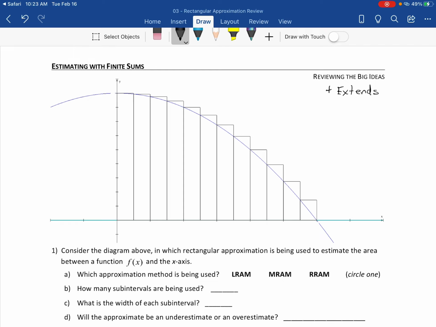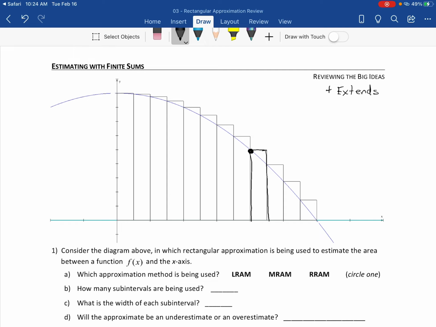A picture. This lesson starts off with a picture of some kind of upside down looking parabola type thing and asks a few questions. Consider the diagram above in which rectangular approximation is being used to estimate the area. So to see what's being used, just look at each rectangle and see which side of the rectangle actually hooks up with the curve. And you'll notice each of these rectangles, I'll just choose this one here, where it hooks up with the curve, is on the left side of that rectangle. That's one of the choices that can be made.